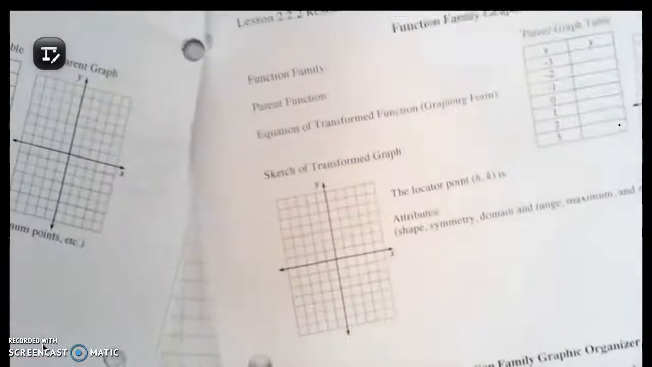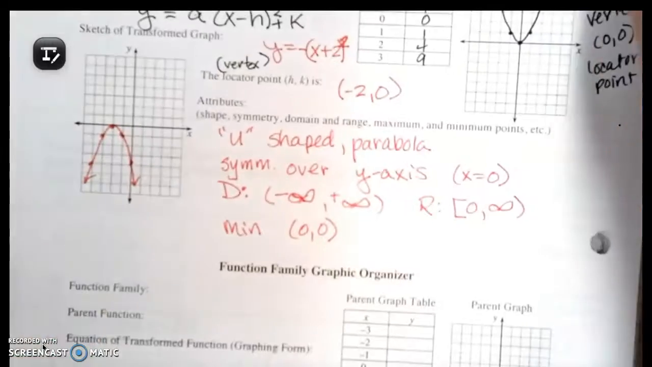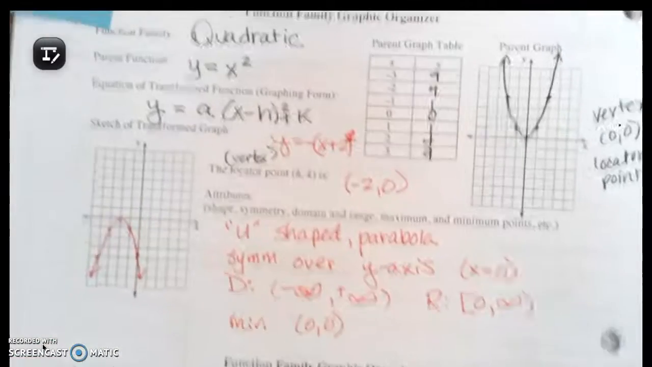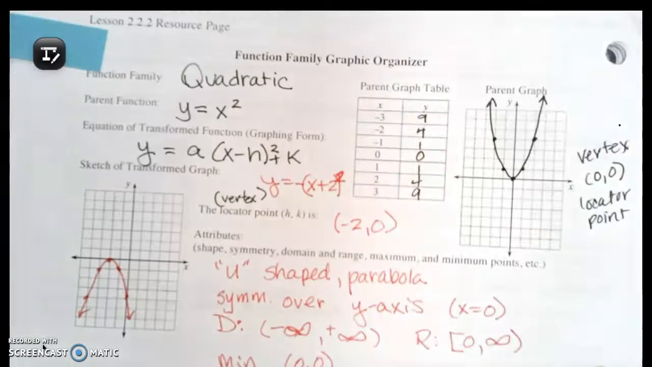So if you turn to the back of your packet, you're going to find a blank page. You're going to find 1, 2, 3, 4, 5, 6, 7, 8 of these, what we're going to call function family graphic organizers. We're going to do the first one together. And it's the one we've been working on for the past week. And so hopefully this is super comfortable for you. This is just the y equals x squared.